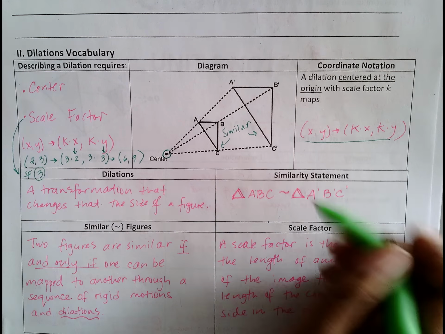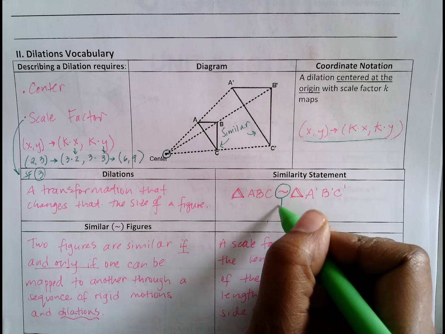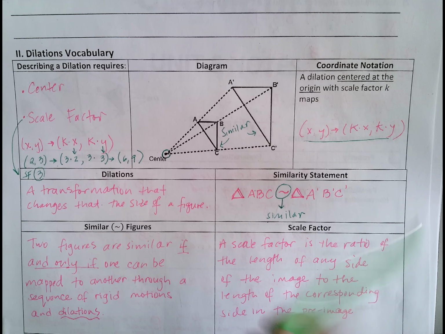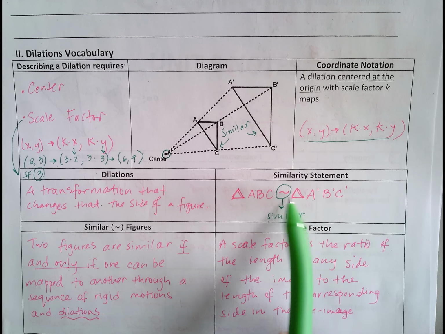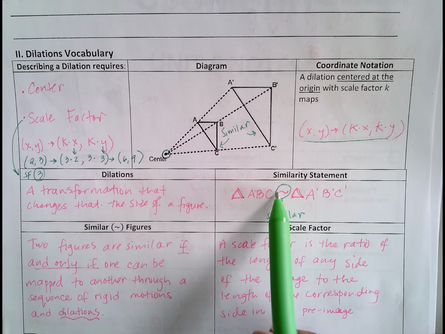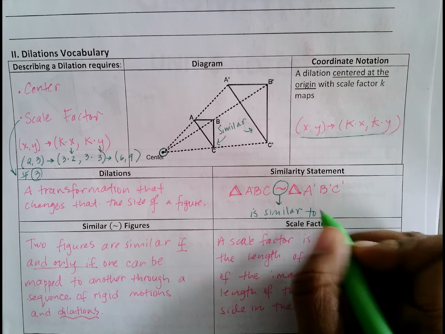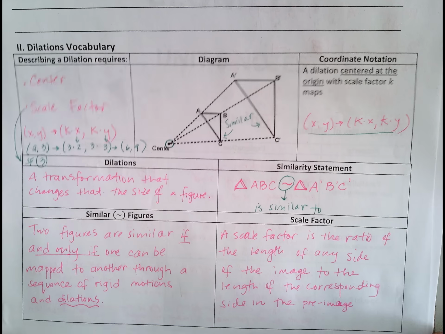The symbol for similarity is this squiggly line, right? So when you see, like in this example, triangle ABC, and then the squiggly line, that squiggly line means is similar to triangle A prime, B prime, C prime, all right?